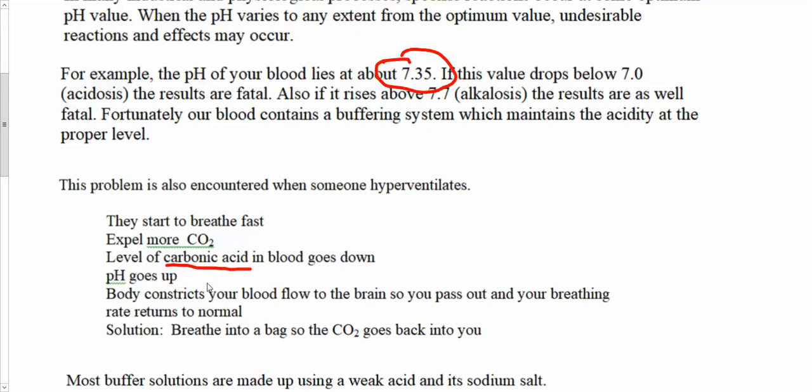So our body's reaction to this is to constrict blood flow to your brain so you pass out and your breathing returns to normal. If we are conscious and somebody is around to help us, they'll often have you breathe into a paper bag, so that you would hopefully be breathing more CO2 back into you to try to undo what the hyperventilating is doing. But more often than not, you pass out, and then everything returns to normal.